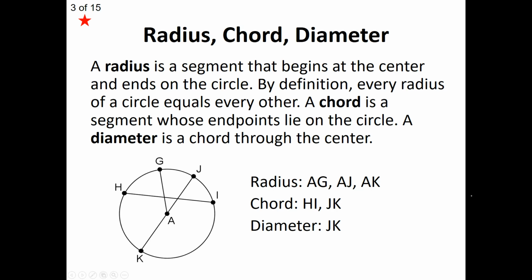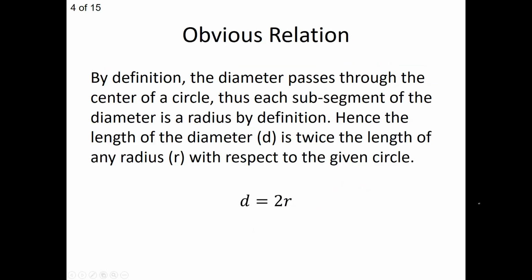We actually proved way back in our chapter 5 with our triangle inequality theorem that the diameter is the longest chord in any given circle, that we can actually prove that JK is longer than HI, something that we saw back with our triangle inequality chapter.